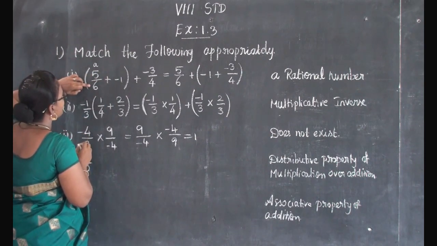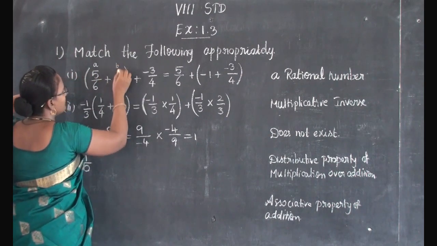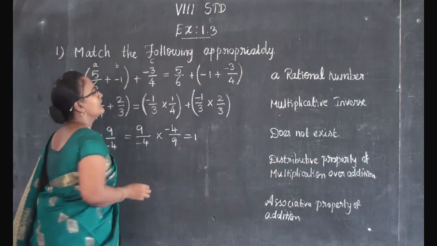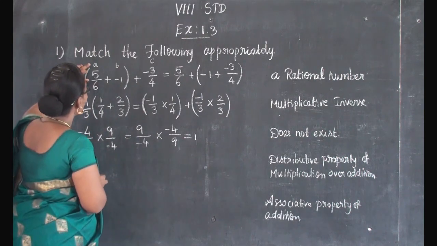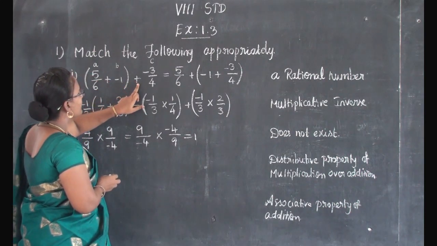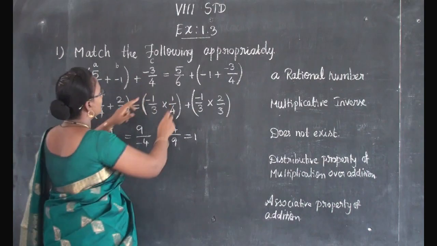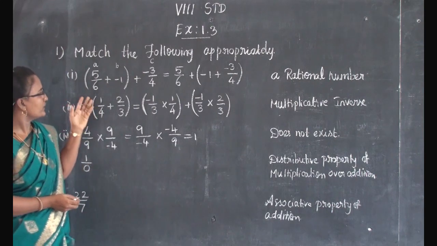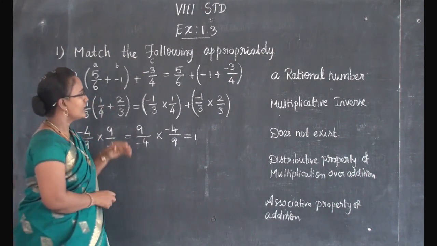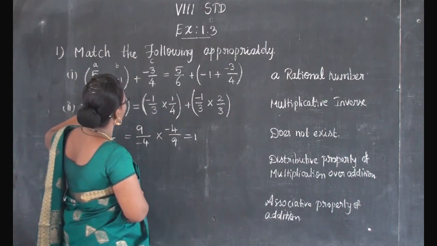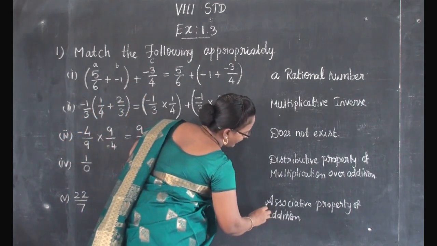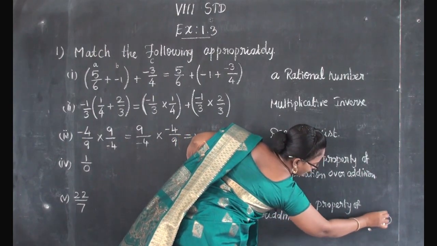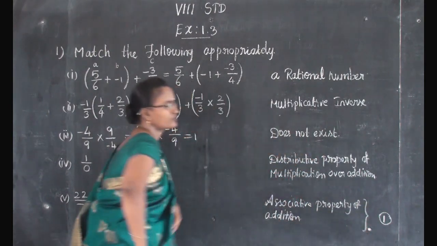Let us take 5/6 as A, minus 1 as B, and minus 3/4 as C. So here A + (B + C) = (A + B) + C. What is this property? The property is already seen in the chapter. So that is the associative property of addition. So this is number 1.